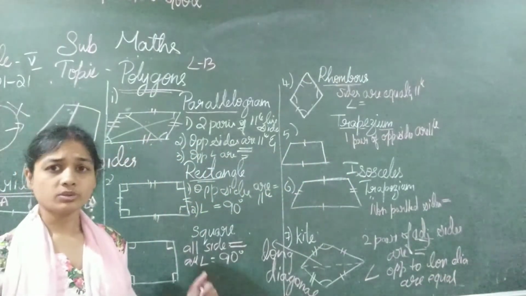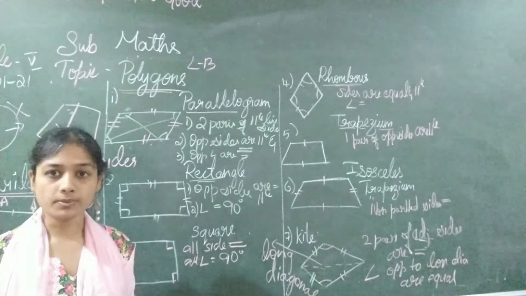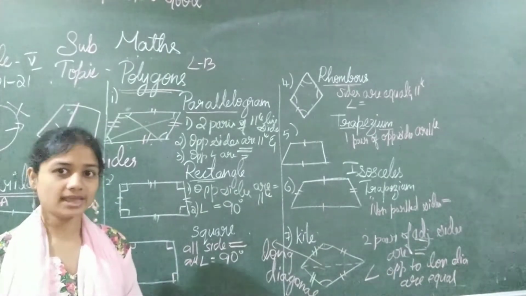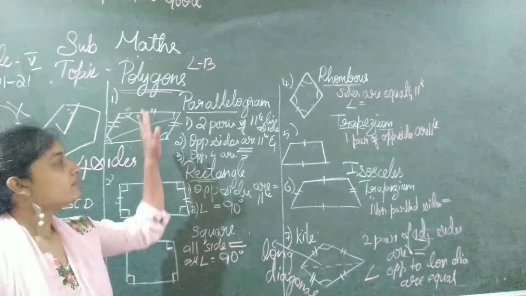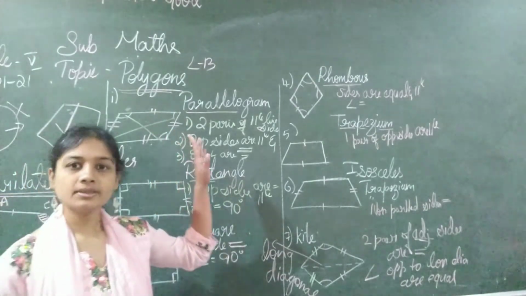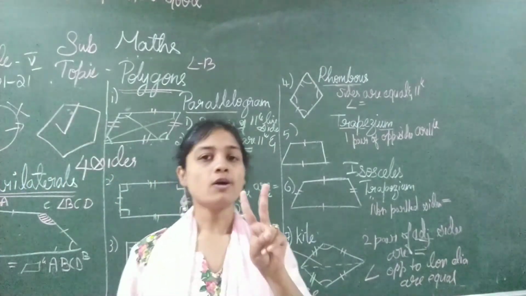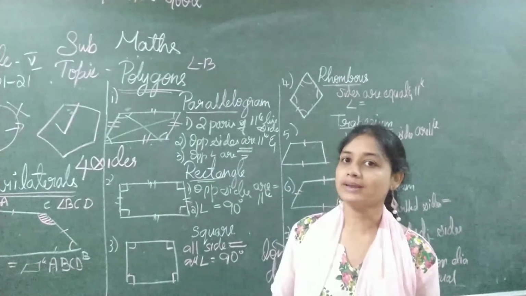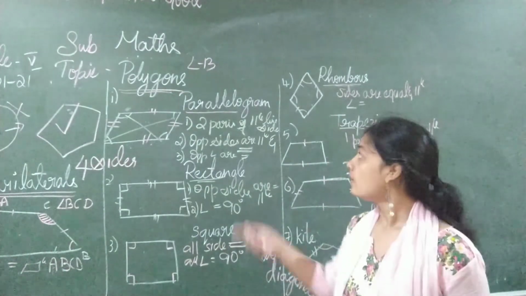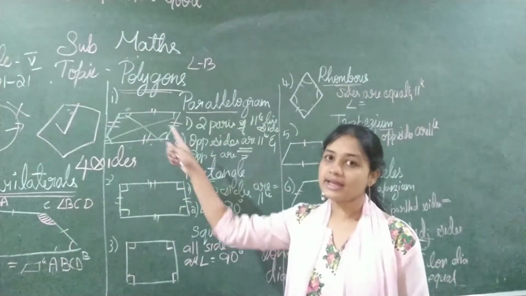Okay children, it's very important to remember the properties. So I'm going to revise once again, so listen carefully. First one is parallelogram. It has two pairs of opposite sides equal and parallel, and opposite angles are equal.